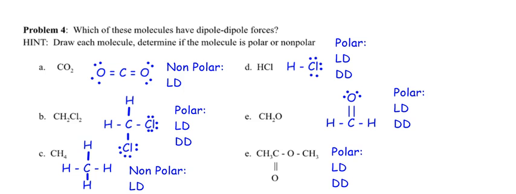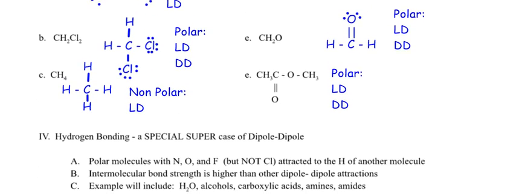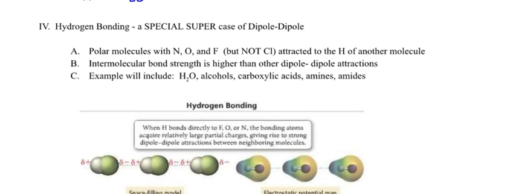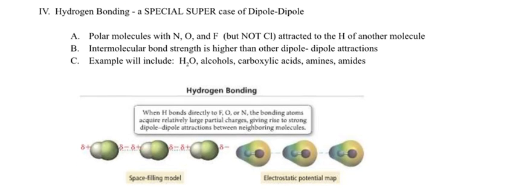This is hydrogen bonding. All right, it is a super-duper case of dipole-dipole. It's like dipole-dipole on steroids. All right, and there is a special requirement for hydrogen bonding. They are polar molecules with nitrogen, oxygen, or fluorine attached to a hydrogen. It has to have an H and an N, an H and an O, or an H and an F. The H has to be directly on the N, O, or F, all right?